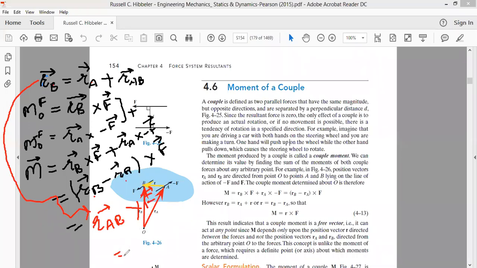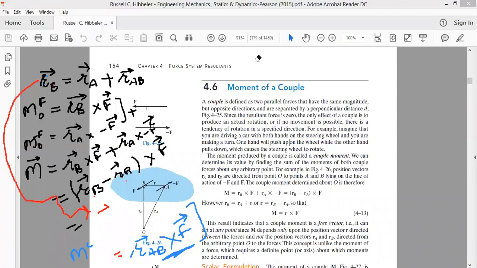As far as the moment of the couple is concerned, that's equal to RAB cross F. This RAB cross F is what is known as the couple, or the moment of the couple. So in order to find the moment of the couple, the question is now easy.